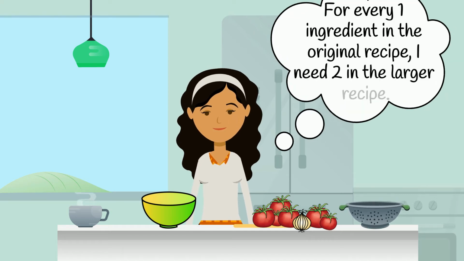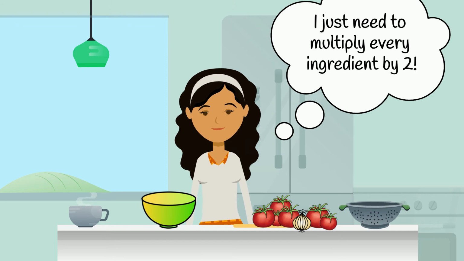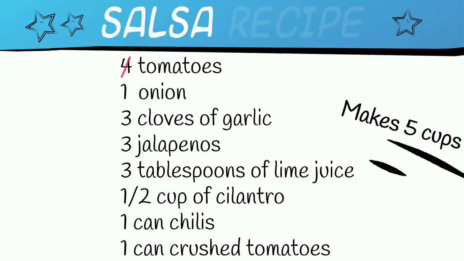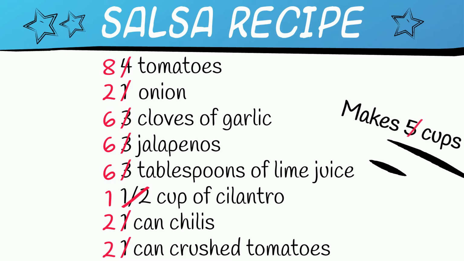Margarita realizes for every 1 ingredient in the original recipe, she will need 2 in the larger recipe. A ratio of 1 to 2 is just like doubling. She uses the ratio of 1 to 2 to modify the recipe. 4 tomatoes become 8. 1 onion becomes 2. 3 cloves of garlic becomes 6, and so on.